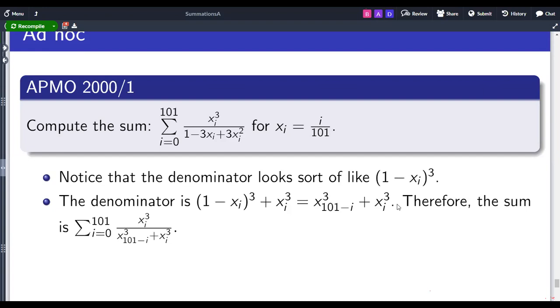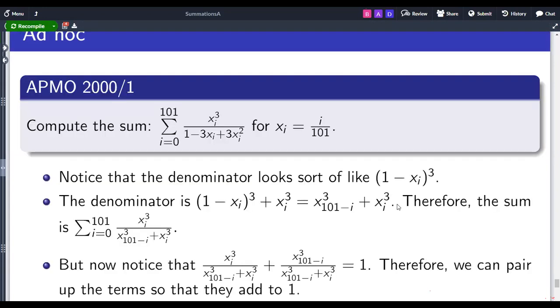Yeah, so someone said to pair up the terms. So we noticed that if we add the first term and the last term, or the second term and the second to last term, if we add those two terms up, we just get 1, like this. So that means that we can pair up all of the terms so that they add up to 1.